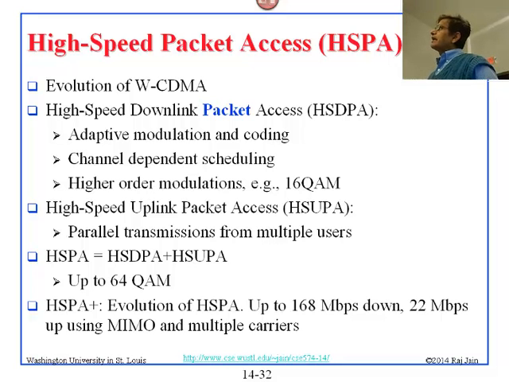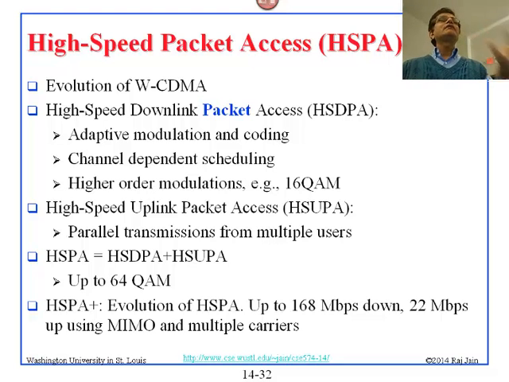Then they handled the uplink, and that is called HSUPA, and that basically allowed multiple parallel transmissions. So even though we might have one frequency, a user from this side can transmit and a user from that side can transmit, and the base station will figure it out. So that one is HSUPA. And then you combine all of that, and that gives you HSPA. HSPA is just a combination of those two. And now there is an evolution of HSPA. So HSPA plus is what we have today.